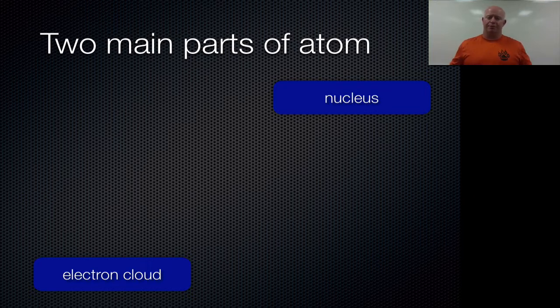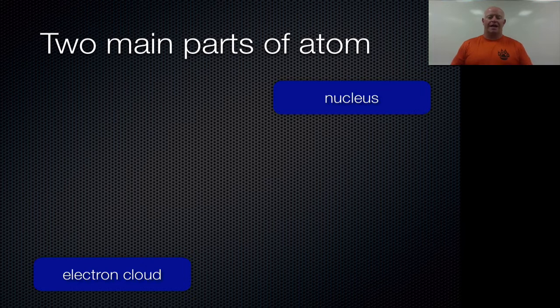There are two main components of the atom. We're talking about the nucleus, meaning that inner part, that core. That's where all the mass is located, sitting inside that nucleus. And then the second part is all this empty space, which is the electron cloud.